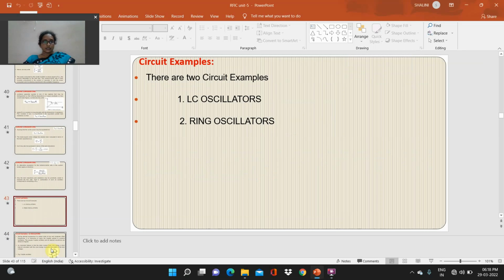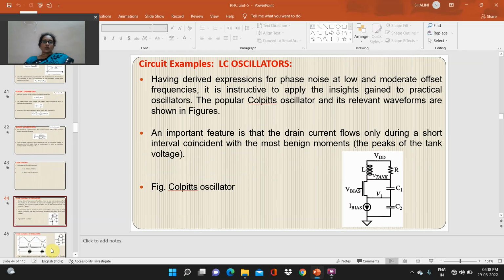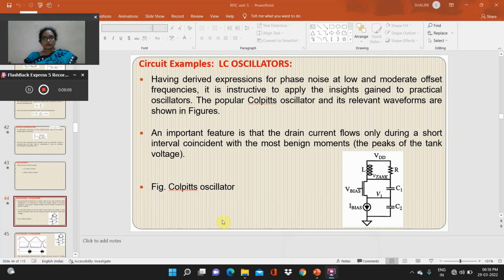So, what are the circuit examples? There are two circuit examples: number one, RLC oscillators, and number two, ring oscillators. So, having derived expressions for the phase noise at low and moderate offset frequencies, it is instructive to apply the insights gained to practical oscillators.